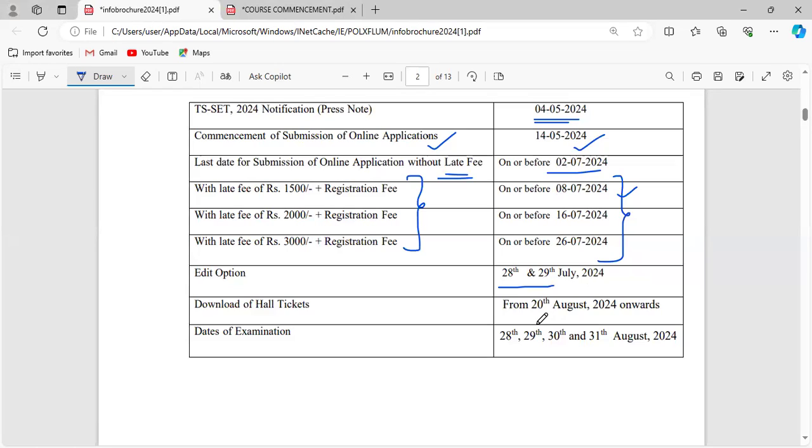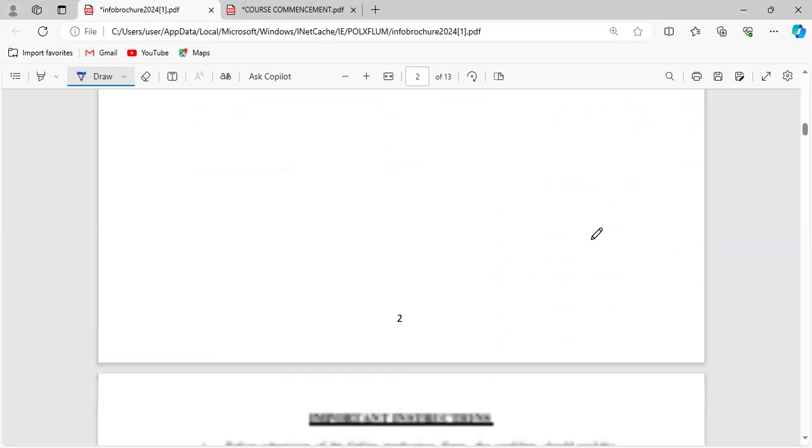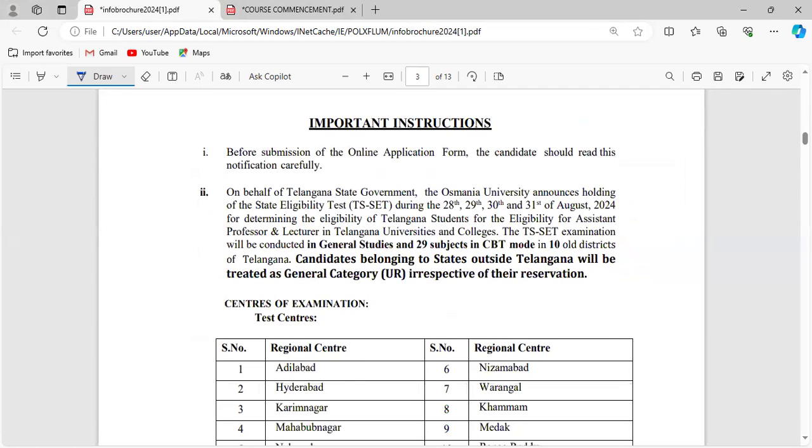You can download the hall tickets from 20th August onwards. The exam will be conducted on any of these 4 dates, and these dates will be disclosed in the hall ticket. Now, coming to the conducting body, this exam is conducted by Osmania University in 29 subjects.